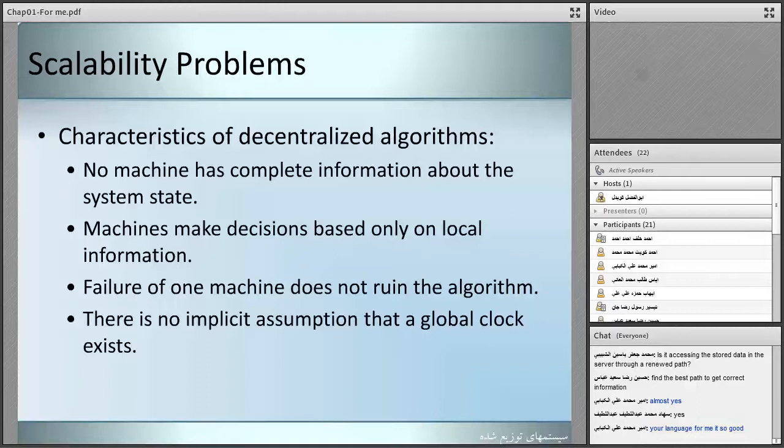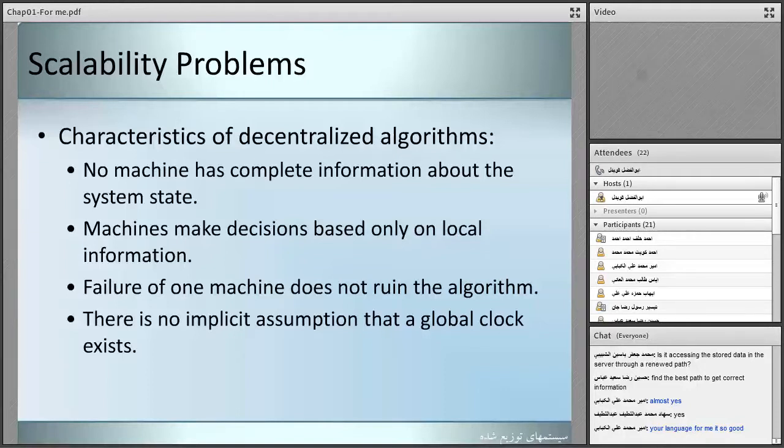decentralized algorithms have some characteristics. For example, no machine has complete information about the system state. Machines make decisions based only on local information. Failure of one machine does not ruin the algorithm. The algorithm can work. And there is no implicit assumption that a global clock exists. It's important. There is no implicit assumption that a global clock exists in our distributed system.